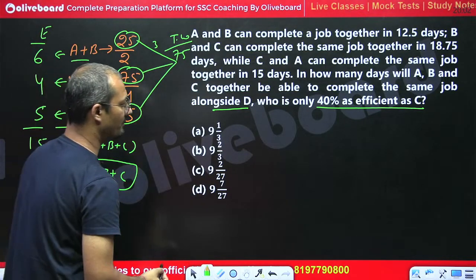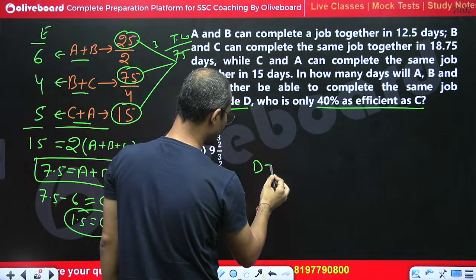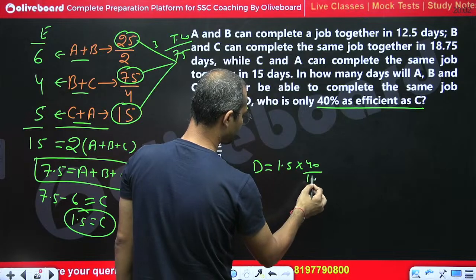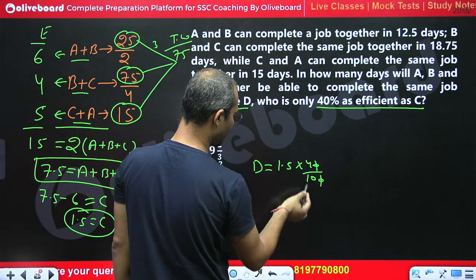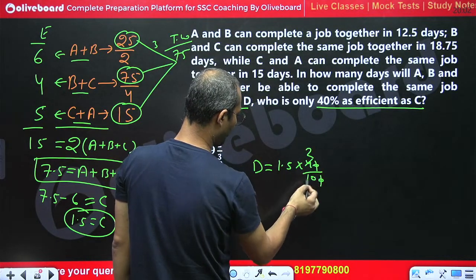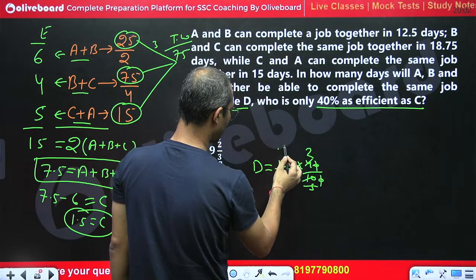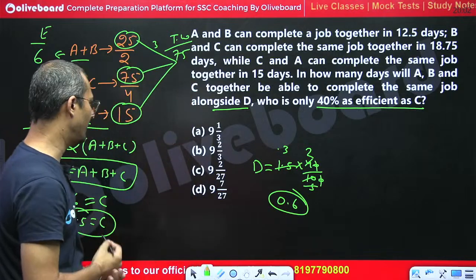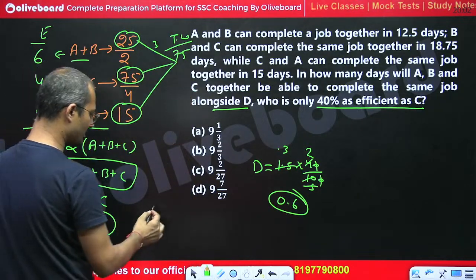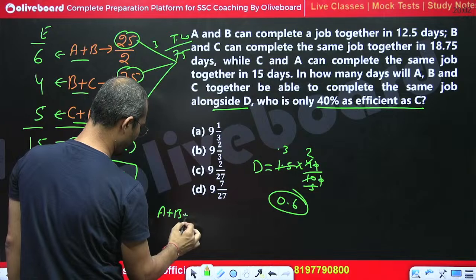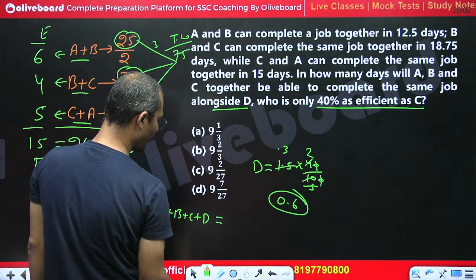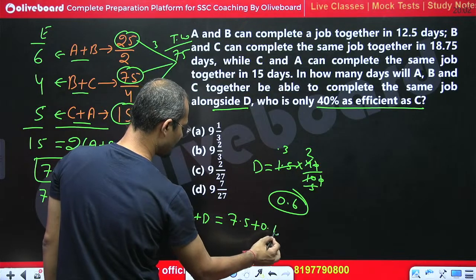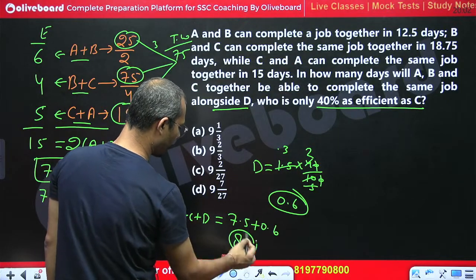And we know that the efficiency of D is equal to 1.5 into 40%. The 0 gets cancelled, and 0.6 is the efficiency of D. So the total efficiency of A plus B plus C plus D would be equal to 7.5 plus 0.6. So this would be equal to 8.1, right?